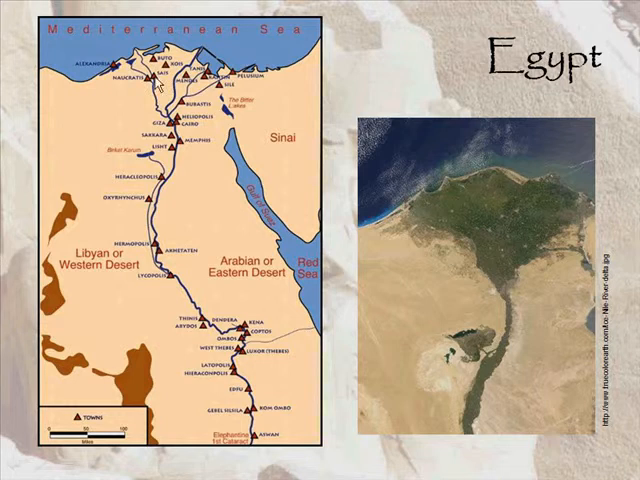This lecture is going to be on Egypt, and as you can see here we have a couple different maps here. We have a nice map showing various sites from the different time periods along the Nile River. Here's the Libyan and the Western Desert, the Arabian, sometimes referred to as the Eastern Desert. This particular area is called the Delta, and you can see it over here in this aerial photograph.